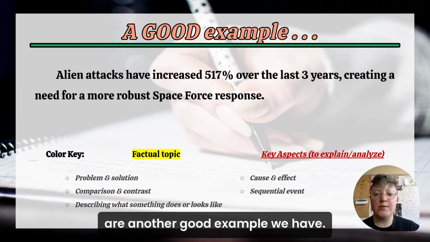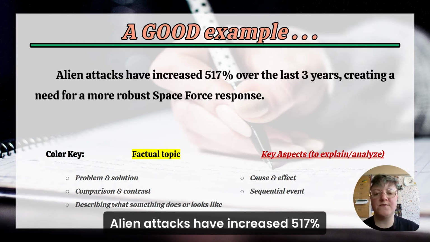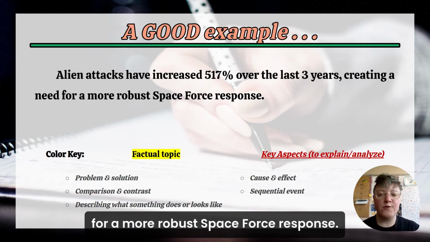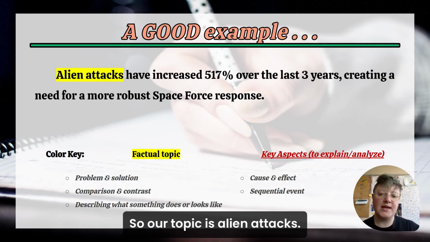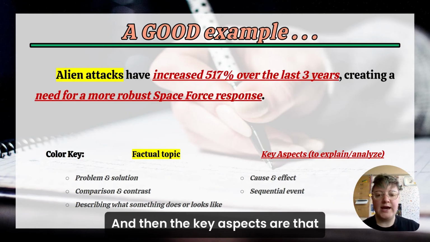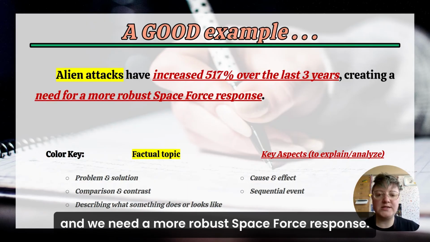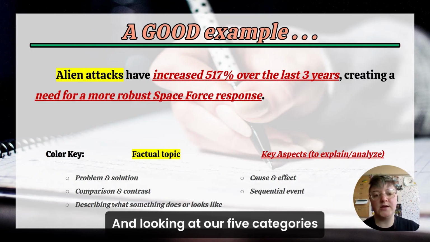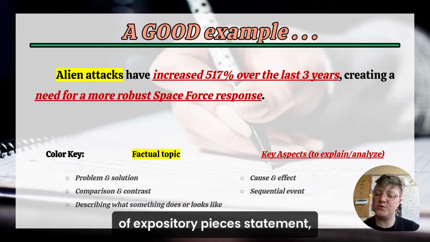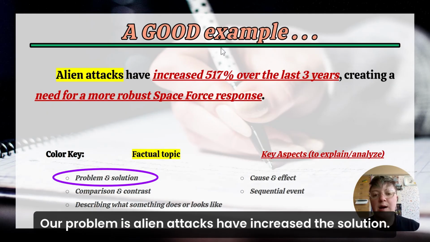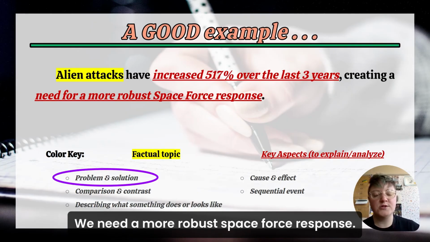Another good example, we have alien attacks have increased 517% over the last 3 years, creating a need for a more robust Space Force response. So our topic is alien attacks. And then the key aspects are that they have increased over the last 3 years, and we need a more robust Space Force response. And looking at our 5 categories of an expository thesis statement, this is pretty squarely problem and solution. Our problem is alien attacks have increased. The solution, we need a more robust Space Force response.